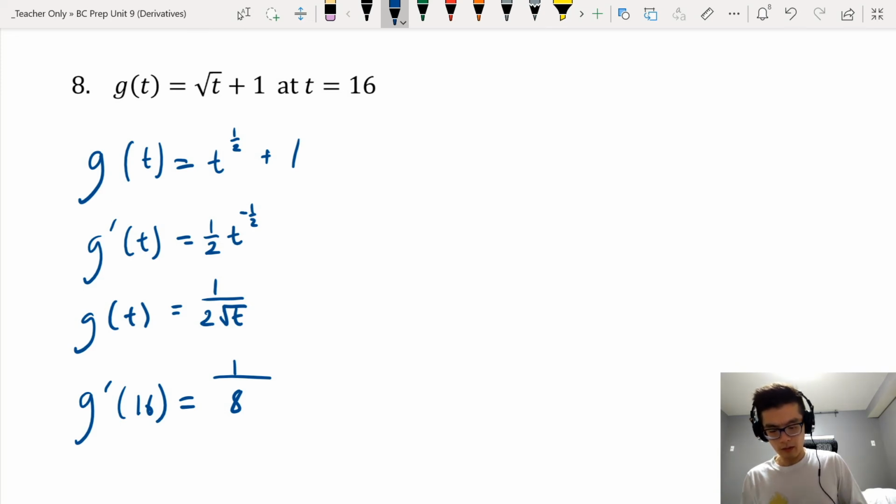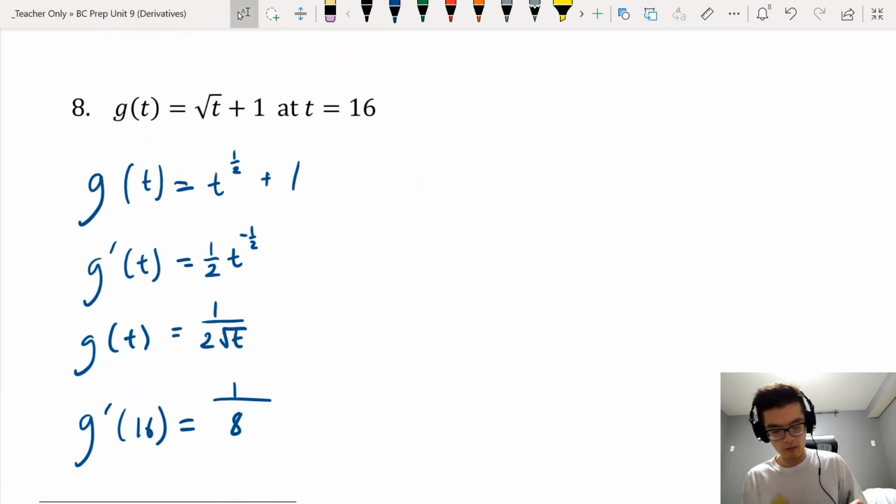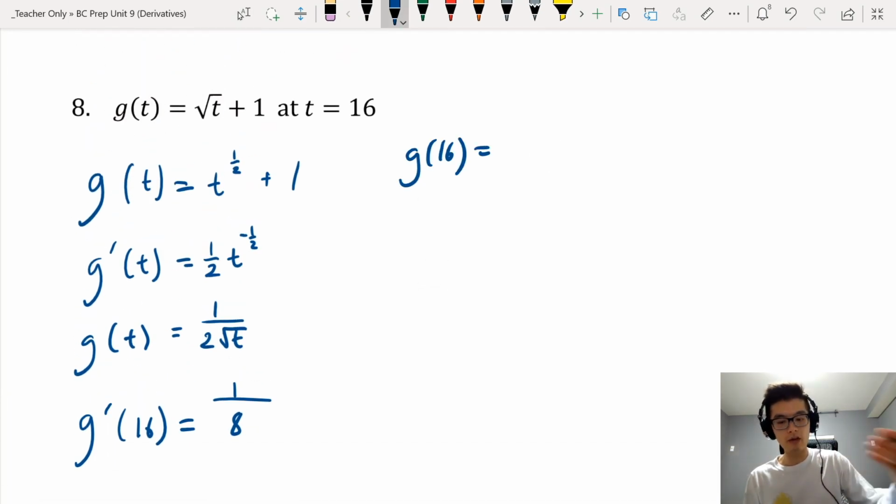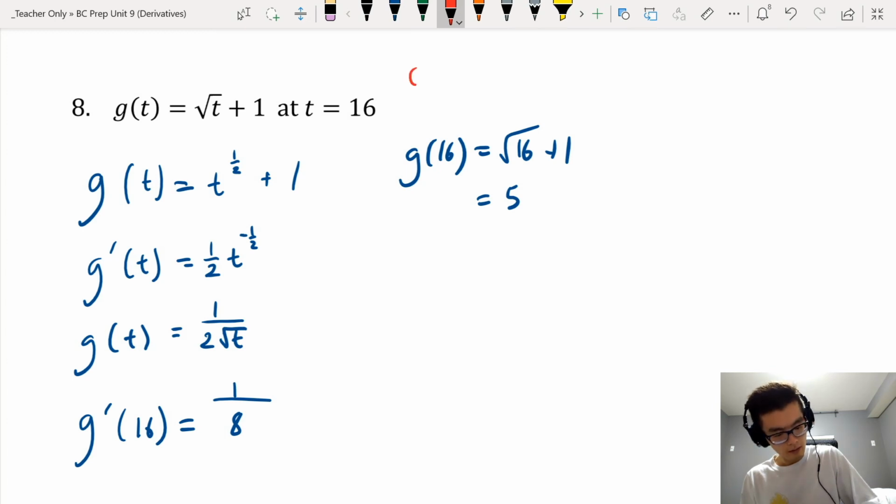Okay, good. So now that we got that, we just need to know a couple of things here. Probably should have started off with what g of 16 is. That might have been important. If there's a t value, there should be a g value corresponding to it, like if there's an x value, there's a y value corresponding to it. So that means it's going to be square root of 16 plus 1, which is simply 5. So now we have the coordinate 16, 5.